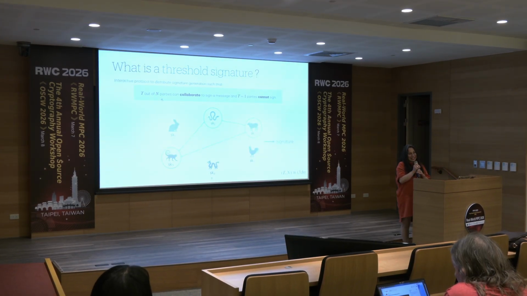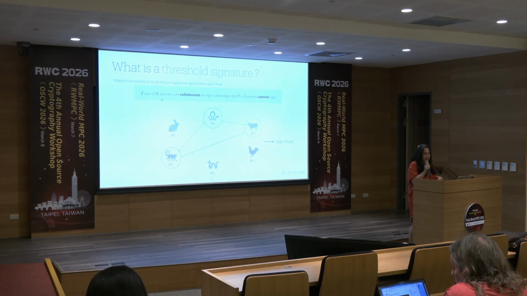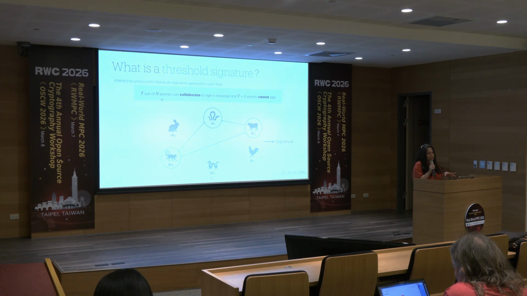Okay, so today, as in the previous talk, we're essentially going to be talking about threshold signatures, which is essentially a distributed version of a signature. And what we aim to do is that T out of n parties can collaborate to sign a message, and T minus 1 parties cannot sign.